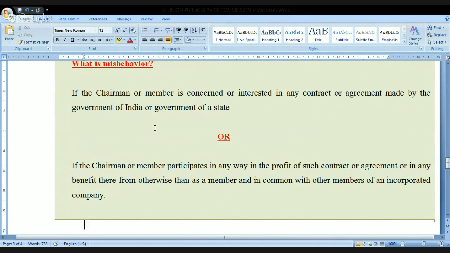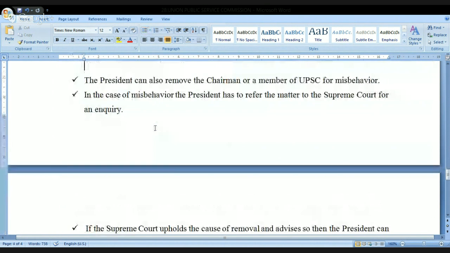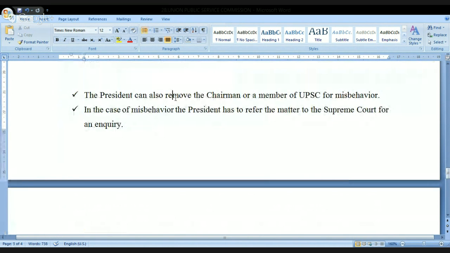Meaning is simple, they should be totally devoting their time and energy only towards the government, and whatever the salary they are getting from the government, they should be happy with that. But if they are interested in any contract in any format, either from the central government or by the state government, that is considered to be misbehavior, and on these grounds a person can be removed. Look at this. The president can also remove the chairman or a member of UPSC for misbehavior. In case of misbehavior, the president has to refer the matter to the Supreme Court for an inquiry. Remember very clearly, if the ground is misbehavior, on whose advice will the president remove the chairman or member of the UPSC? Answer is the Supreme Court.